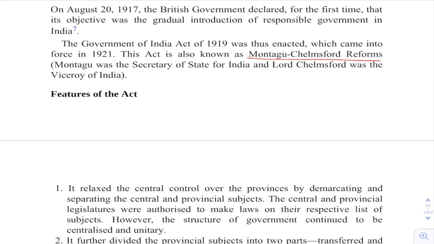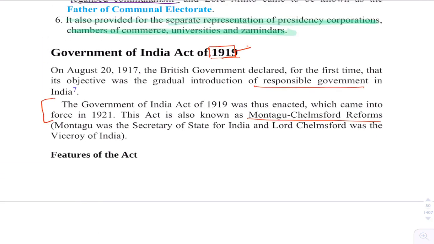So now they had to come up with an act which would give certain features which would show to the public that yes, they are trying to have a responsible government. So therefore the Government of India Act of 1919 was enacted, and this came into force in 1921. So this is what you can remember, that for this act 1919 was the enactment year.